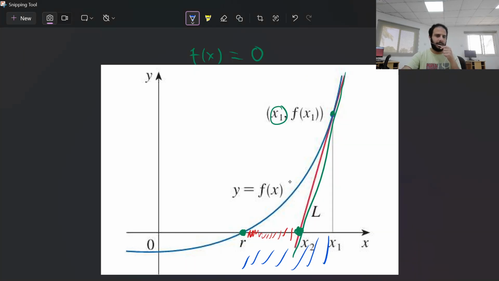So see here again. We start with x1. This is the distance between x1 and r. In red, the distance between x2 and r. x2 is the second point, I mean the intersection of the tangent line with the x-axis. Which x value is closer to r? What do you think?